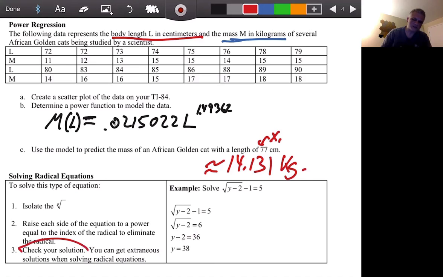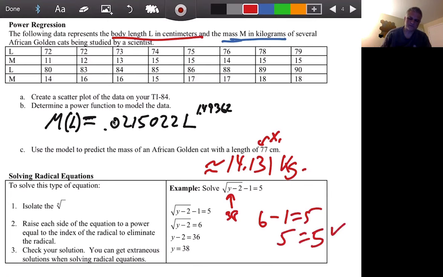The last step, and I'm telling you, this one's important because there are going to be some extraneous answers. And there's extra in the word extraneous. There are going to be some extra answers that don't work. So make sure you check every one of your answers. So y = 38. Let's try it. The square root of 38 minus 2 is the square root of 36, which is 6. Minus 1 equals 5. This one does work.